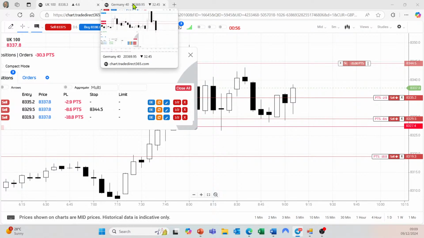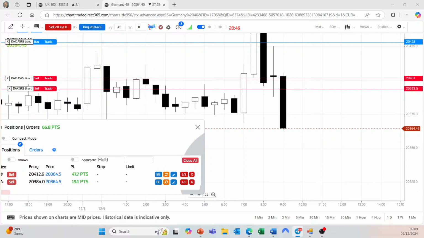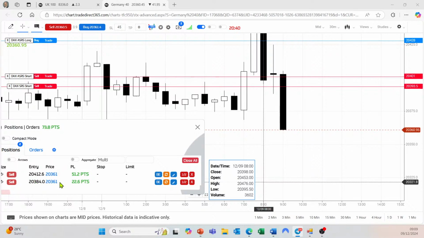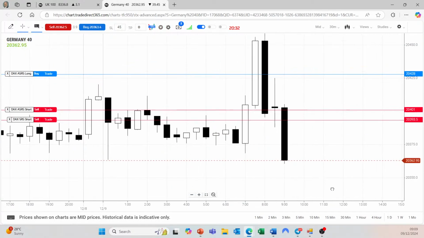FTSE, unfortunately, is not as kind. Those positions here are my attempt to run a swing. So please just ignore me. Okay.